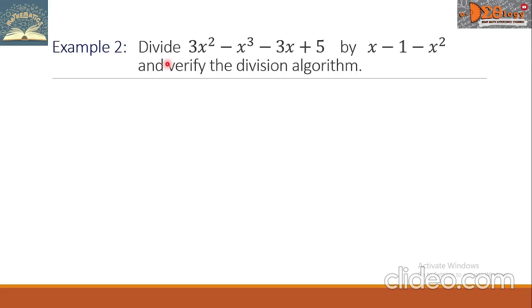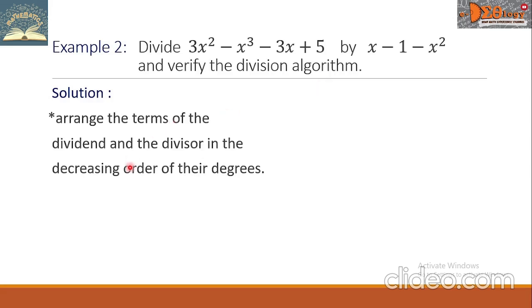Example 2. Divide 3x squared minus x cubed minus 3x plus 5 by x minus 1 minus x squared and verify the division algorithm. First, we arrange the terms of the dividend and the divisor in the decreasing order of their degrees. After that, we put them in the division box. So it becomes like this. Our dividend now is negative x cubed plus 3x squared minus 3x plus 5. And the divisor, negative x squared plus x minus 1.